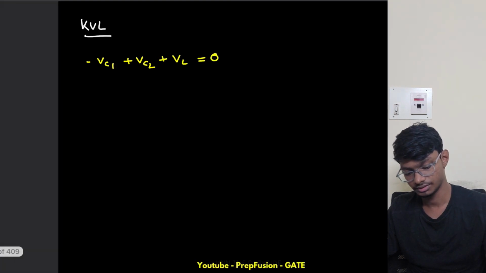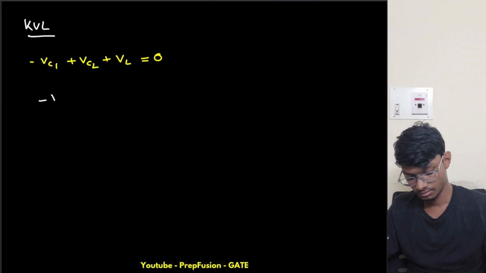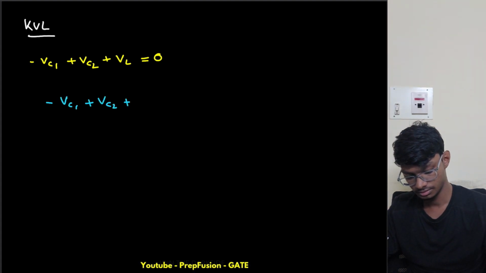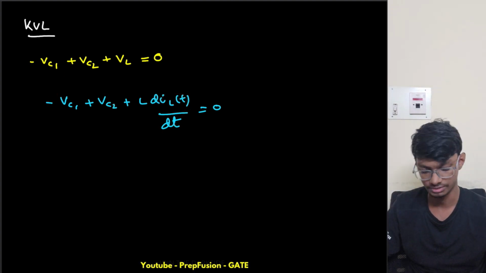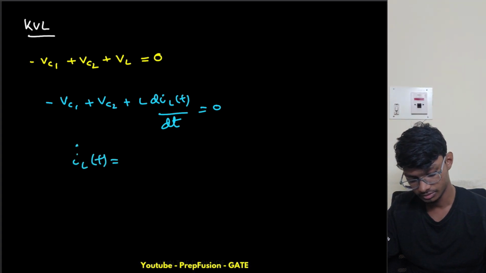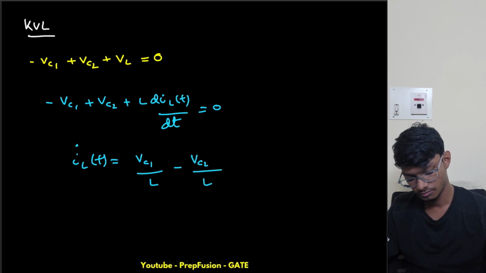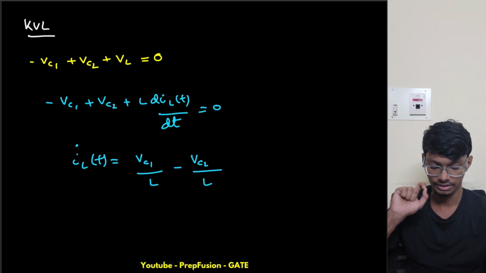So what is VL? Simply VL equals L dIL/dt. So minus VC1 plus VC2 plus L dIL/dt equals 0. Here I have IL as a state variable, and I'm getting it in terms of VC1 and VC2, the other state variables. So I'm getting the first equation. My IL dot of t will be equal to VC1 by L minus VC2 by L. So this is my first equation basically.